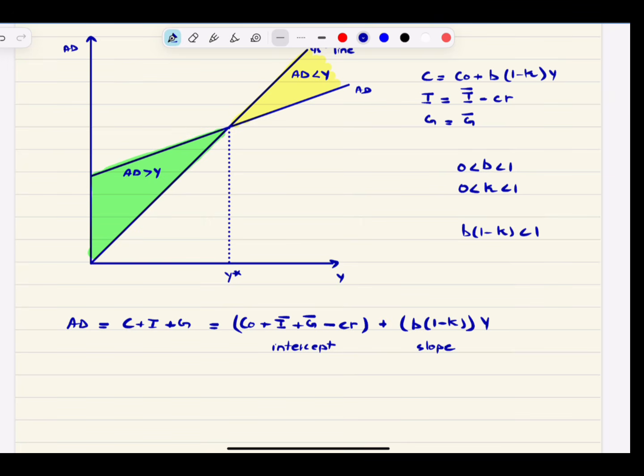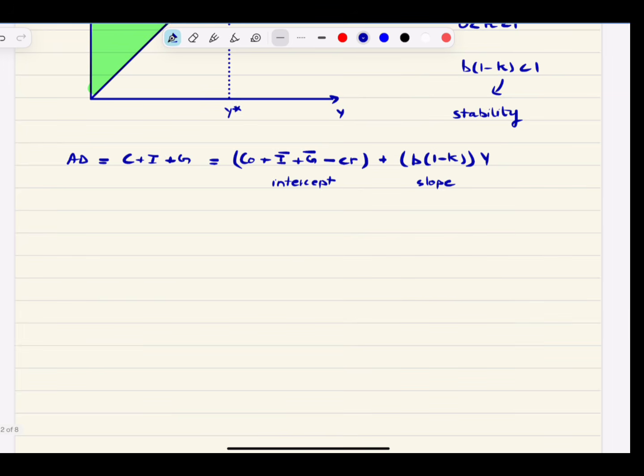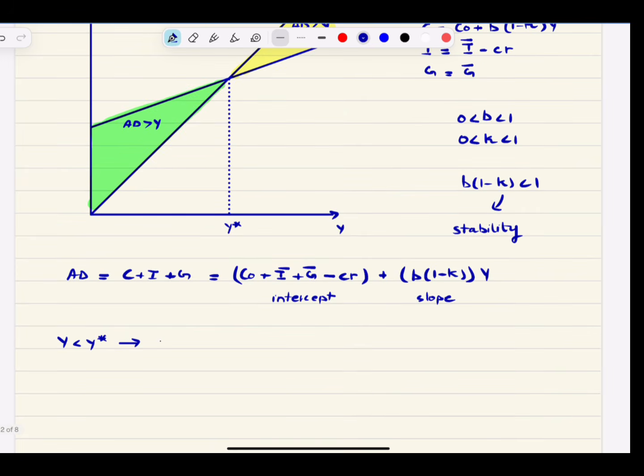We'll talk about this later as well. I'm just writing it down over here. Why do we need it to be less than 1? Let's zoom in on this area. Over here on the left side, wherever output is below the equilibrium, we have a scenario in which aggregate demand exceeds output. This is a situation where there is an excess demand for goods.